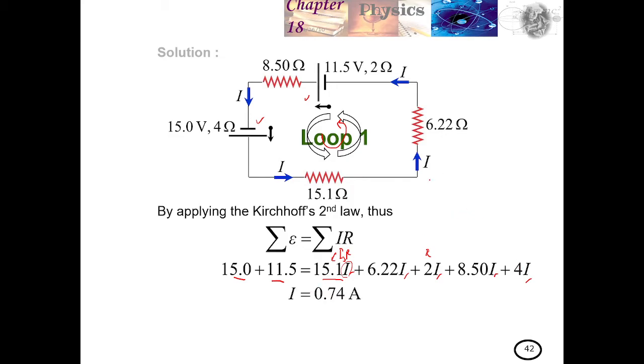So the current in this circuit is 0.74 ampere, moving anticlockwise. If the I we calculate is negative 0.74 ampere, it means the current is actually in the opposite direction, going clockwise.